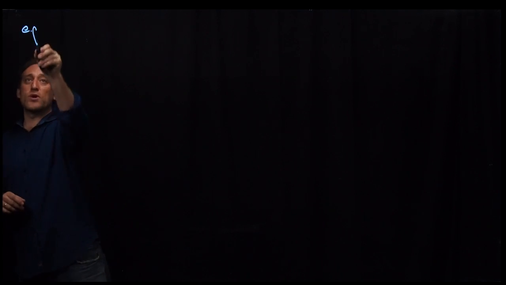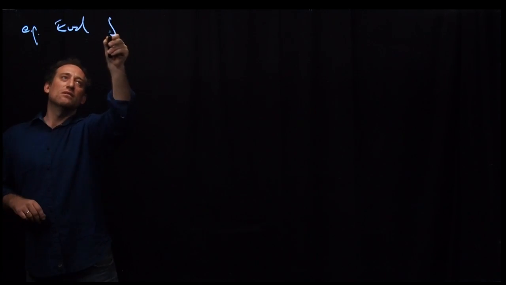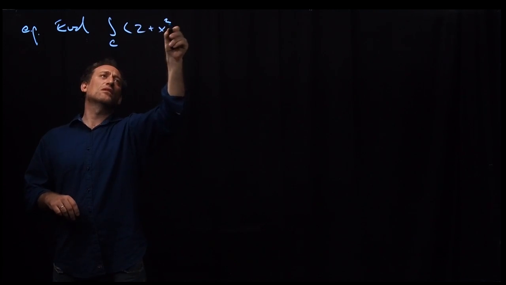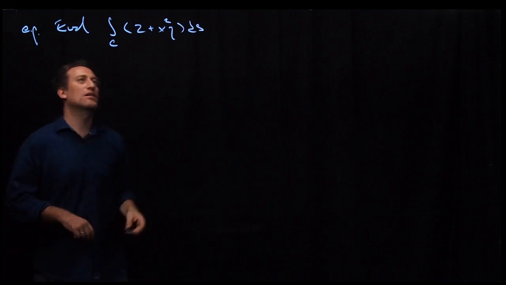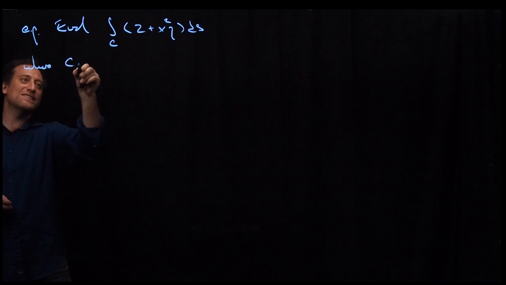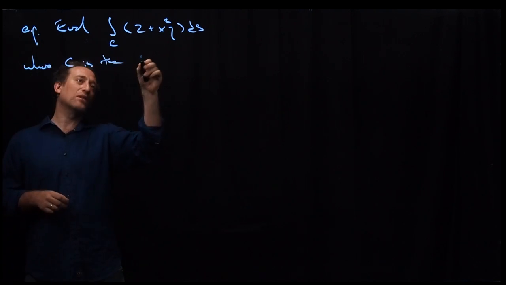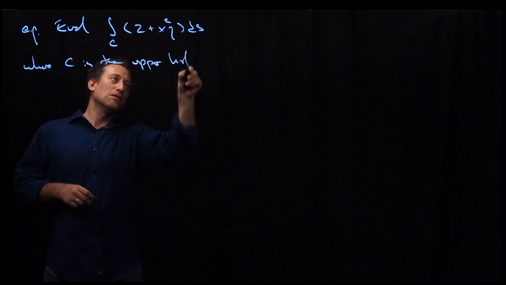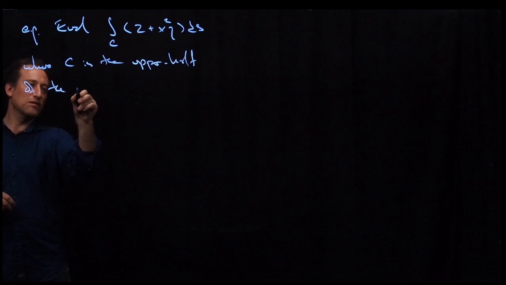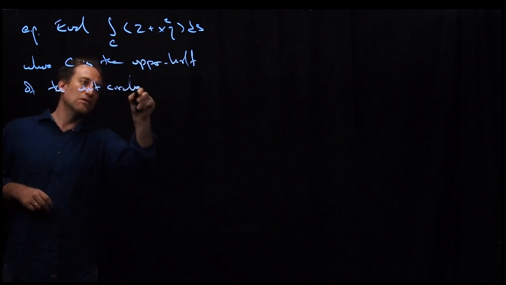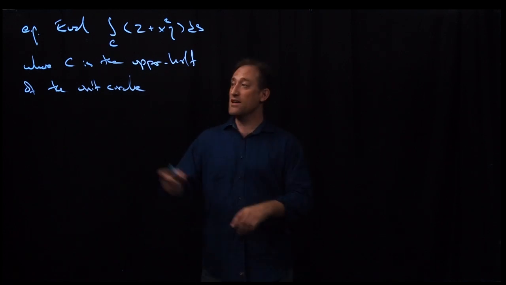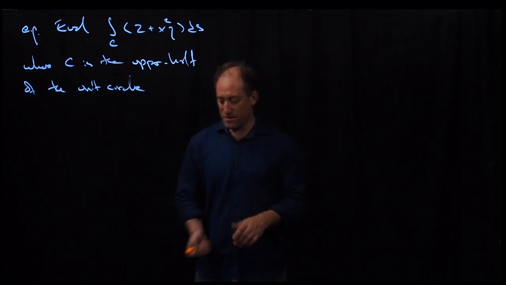Evaluate, for example, the line integral of 2 plus x squared y along the curve C, where C is the upper half of the unit circle. All right, so first order of business is to parameterize C.